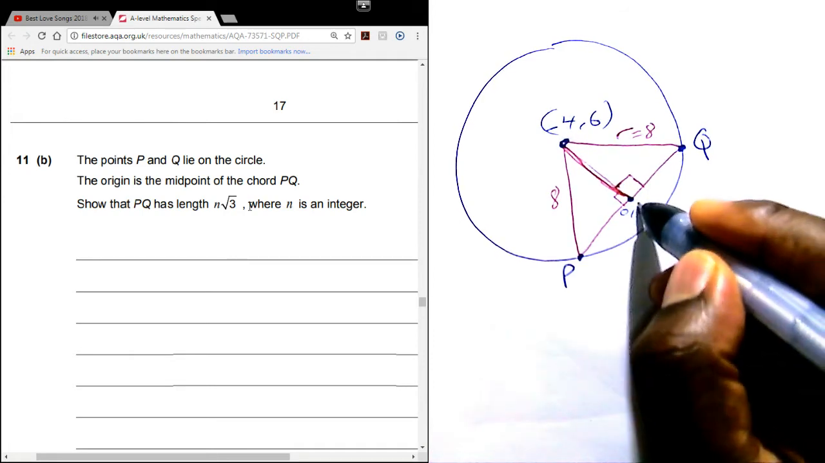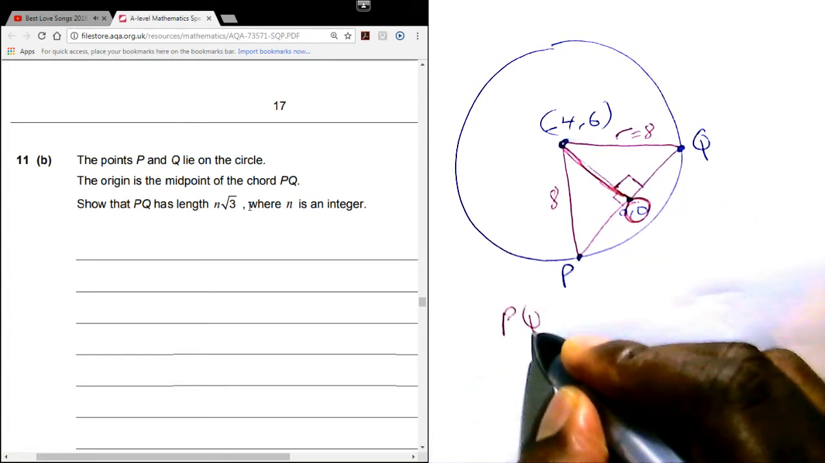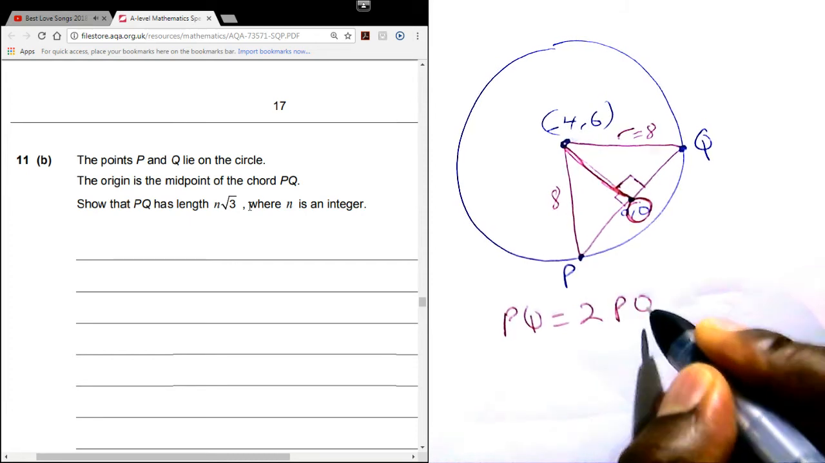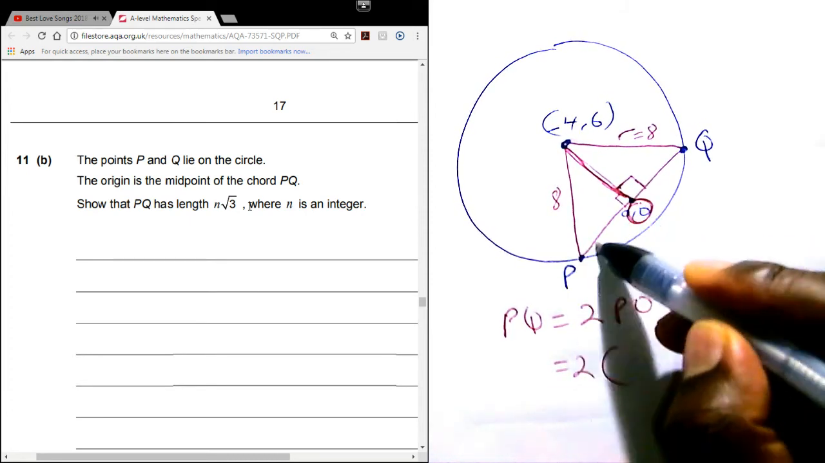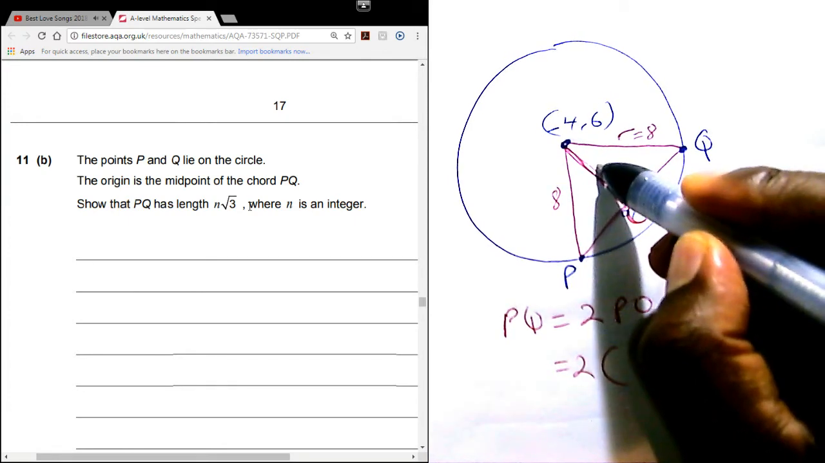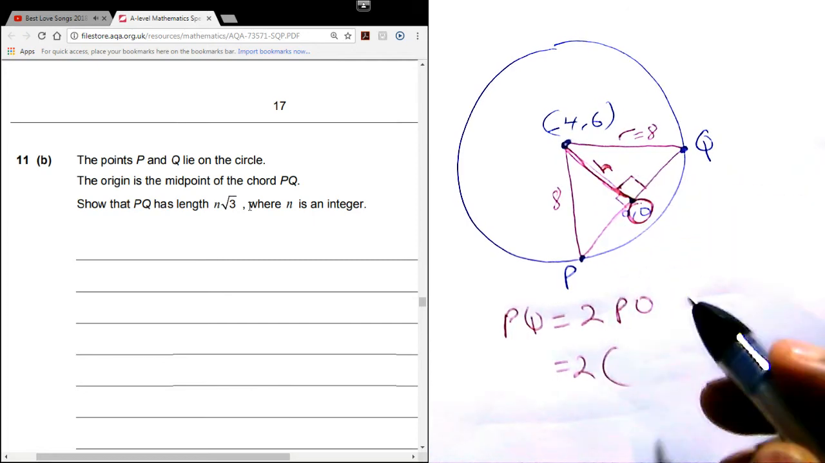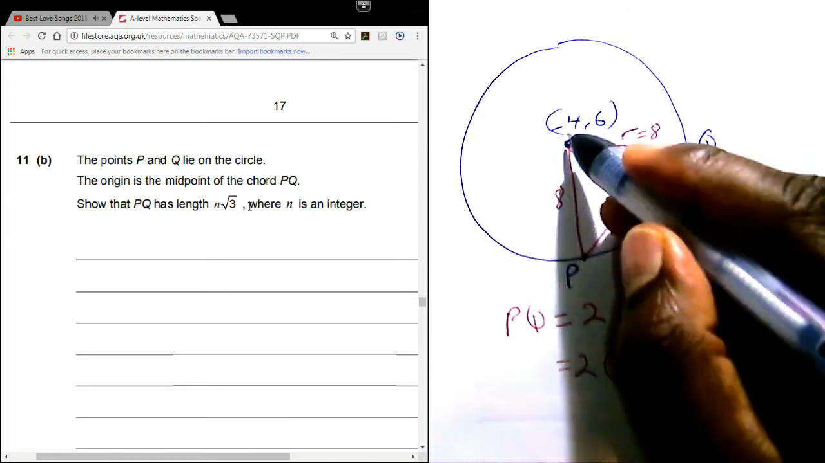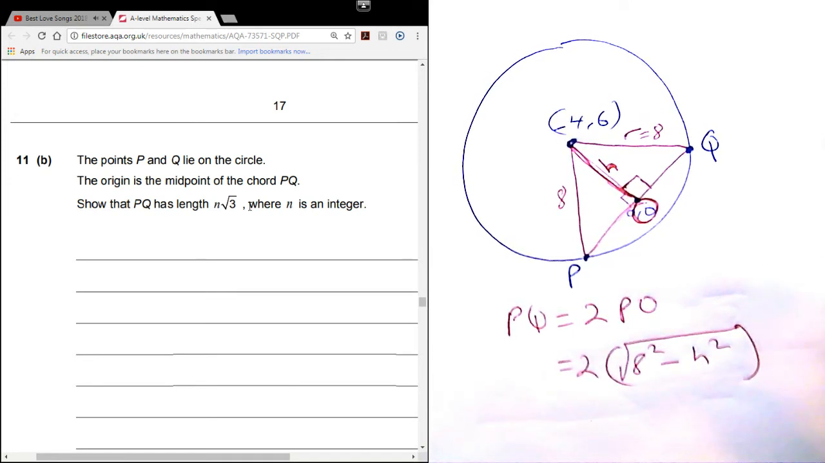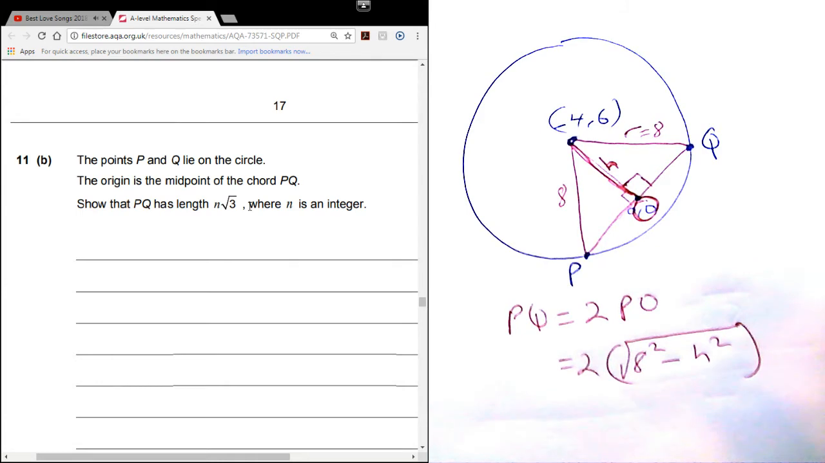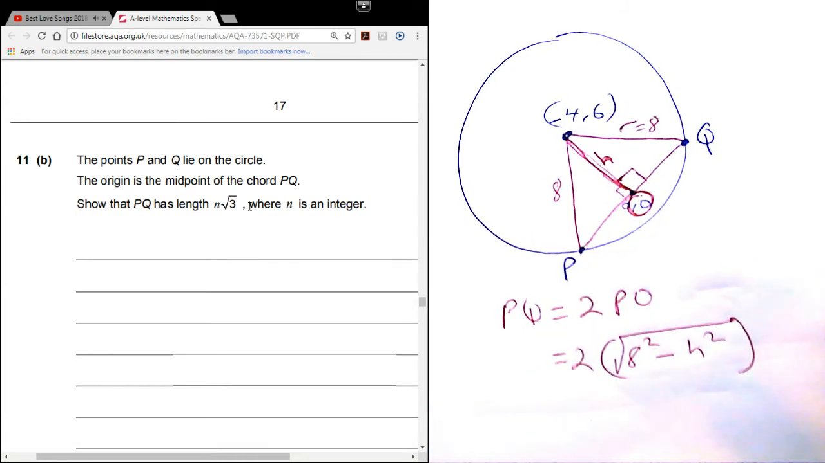Let's call this point here O. It's the origin, but let's call it O. So the distance PQ is the same thing as twice the distance PO. And for the distance PO, let's call this H. Distance PO is just, by using Pythagoras theorem, the square root of the radius squared minus h squared. But the question is, what is h? H is just the distance between the origin and the point -4, 6.